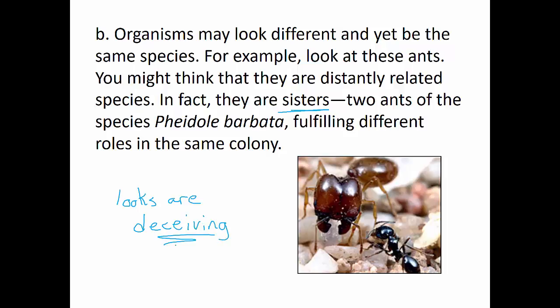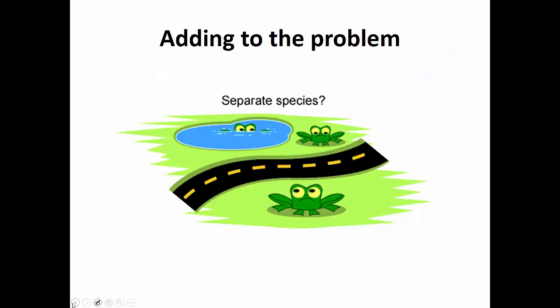Okay, keep that in mind. And then there are a few other things as well that are problems here. So, adding to the problem, we have already pointed out two of the difficulties with the biological species concept. What do you do with asexual organisms? And what do you do with organisms that occasionally form hybrids with one another? But here are some other problems.